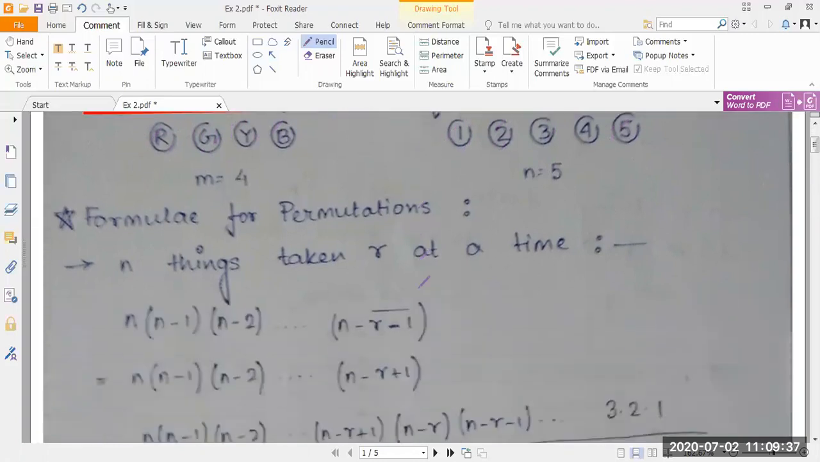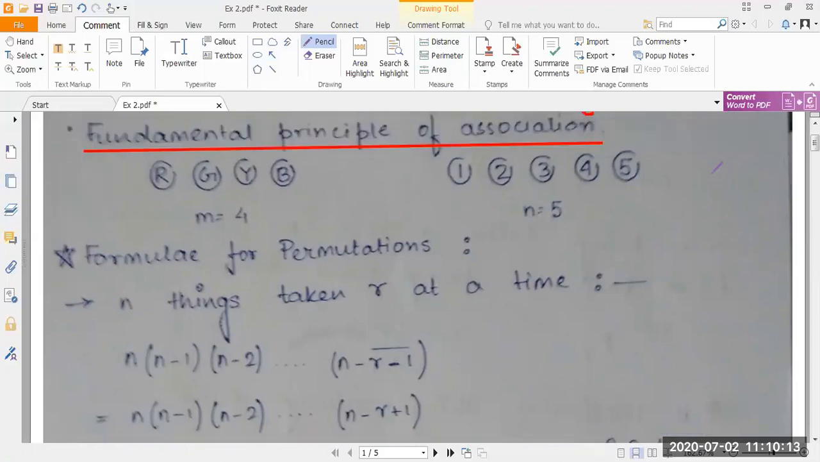The next thing that I need to note is that the fundamental principle of association can be extended to more than 2 operations. So let's say I have colored balls, balls labeled with numbers, and balls labeled with letters. So let's say A, B, C, D, E, F. So I have 6 balls labeled in English letters. So I'll have one number chosen for each lettered ball and each colored ball, which means I have 4 cross 5 cross 6 ways in which I can draw these balls. So this fundamental principle can be extended to more than 2 types of operations.